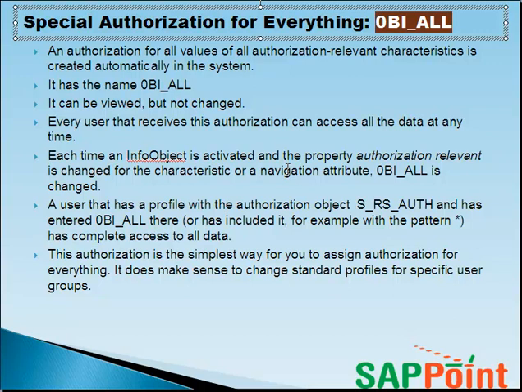0BI_ALL can only be viewed and it cannot be changed. So you cannot modify that. Anybody who has access to 0BI_ALL has authorizations to access all data at any time. And each time an info object or characteristic is activated and it is made authorization relevant, 0BI_ALL is automatically changed to include that new characteristic or info object.